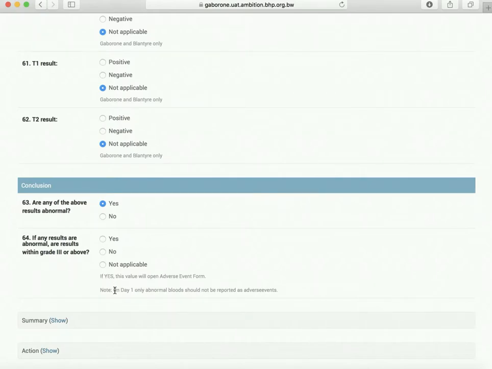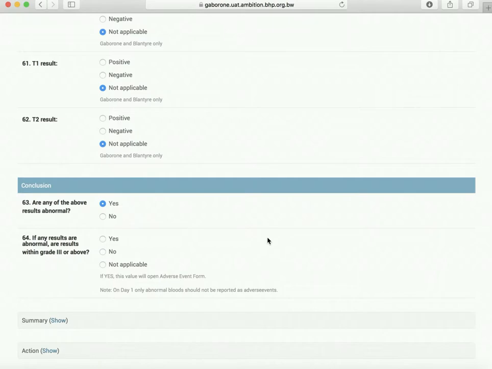Now, on day 1, abnormal bloods should not be reported as adverse events. That's because it's not possible for an abnormal result on day 1 to be an adverse event, because this is a baseline test. So the only blood tests that are perhaps of particular importance to the patient's participation within the study are those 3 early withdrawal bloods, so the ALT, neutrophils and platelets.